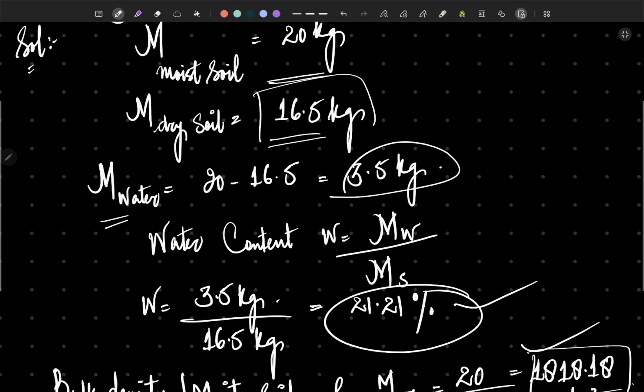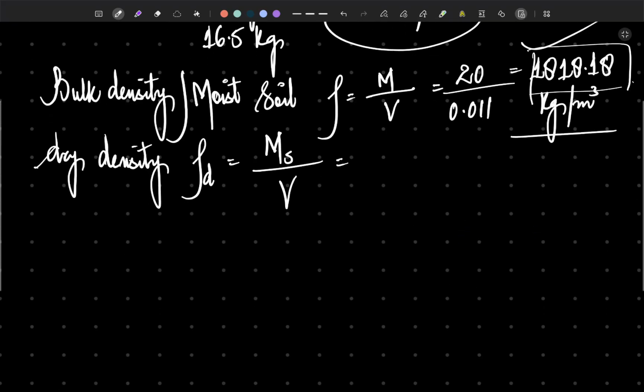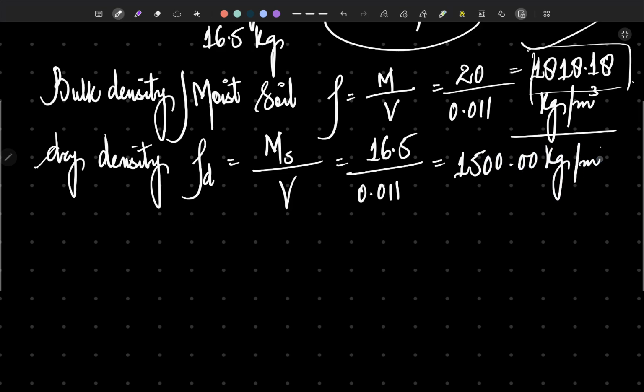That is the mass of the dry soil, and we can say that it is the mass of the soil solids, because the water got completely evaporated. So we're left with the mass of the soil solids, that is 16.5 kgs, and the volume is the same, 0.011. By calculations, it is equal to 1500 kg per cubic meter. So this is the dry density of the soil sample which was placed in the oven and was oven dried.